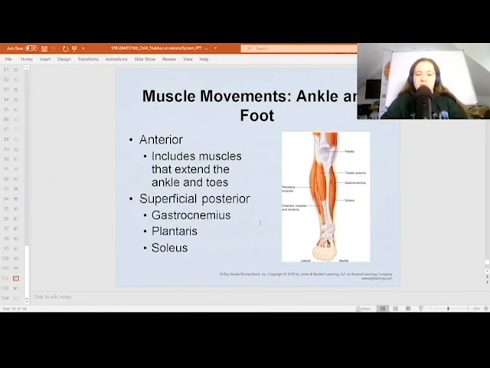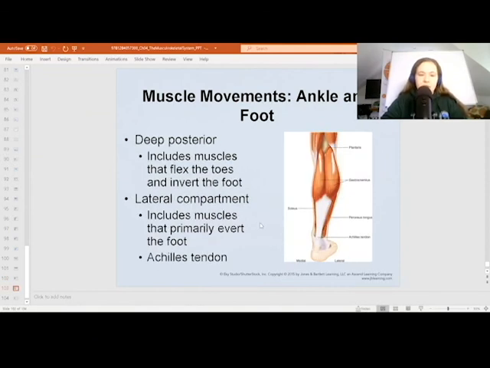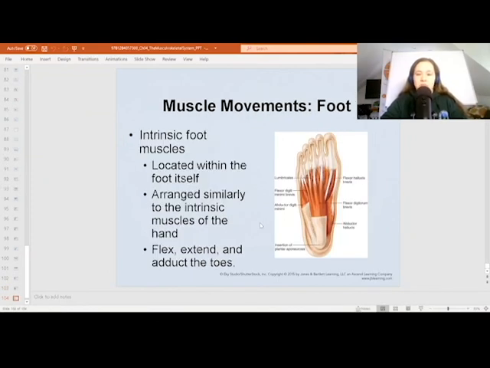Anterior includes muscles that extend the ankle and toes. Superficial posterior is the gastrocnemius, plantaris, and soleus. Deep posterior includes the muscles that flex the toes and invert the foot. Lateral compartment includes the muscles that primarily evert the foot, the Achilles tendon, and the muscle movements in the foot.